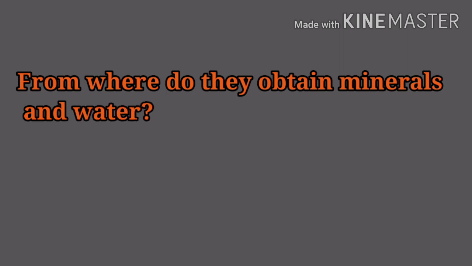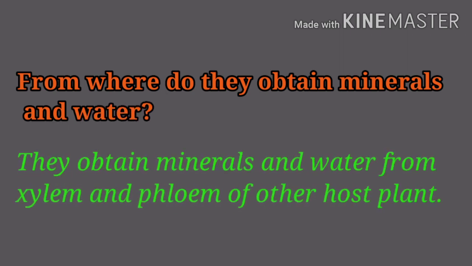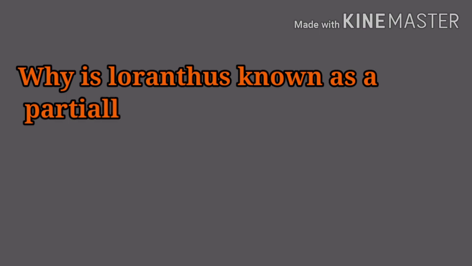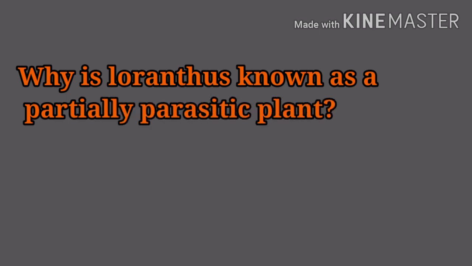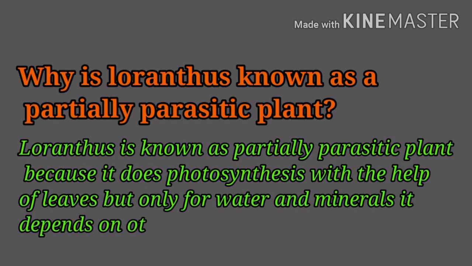From where do they obtain minerals and water? They obtain water and minerals from the xylem and phloem of the other host plant. Why is Loranthus known as a partially parasitic plant? Loranthus is known as a partially parasitic plant because it does photosynthesis with the help of leaves, but only for water and minerals it depends on other plants.